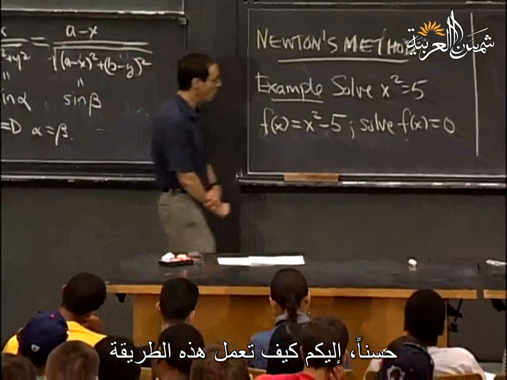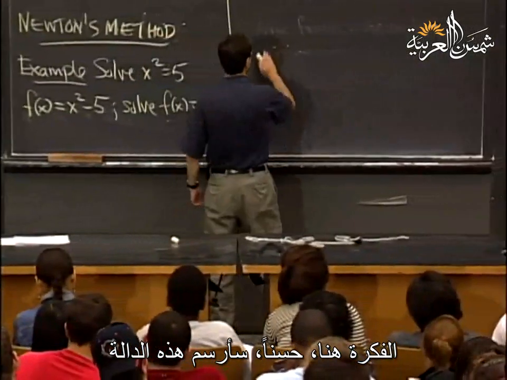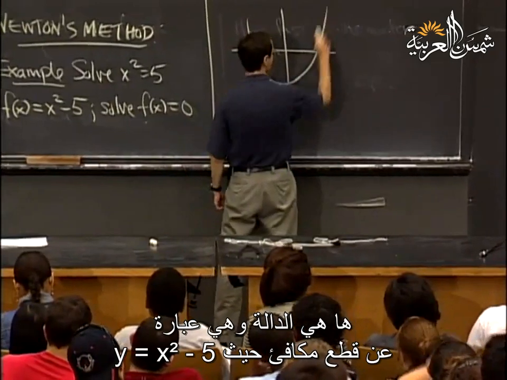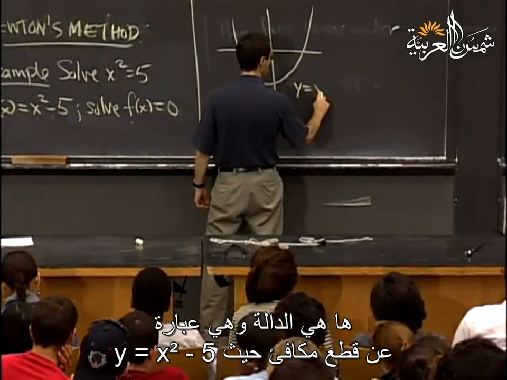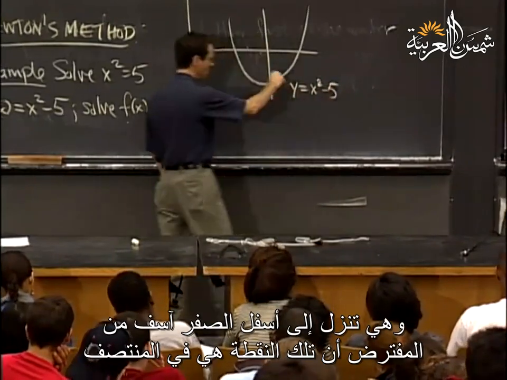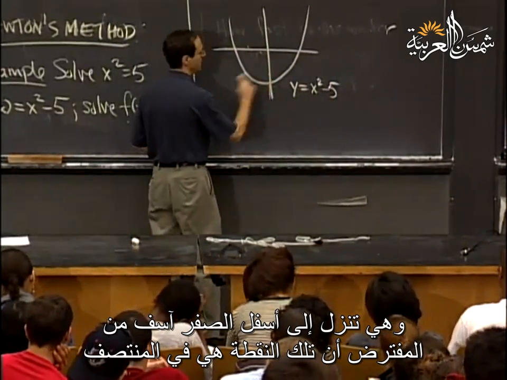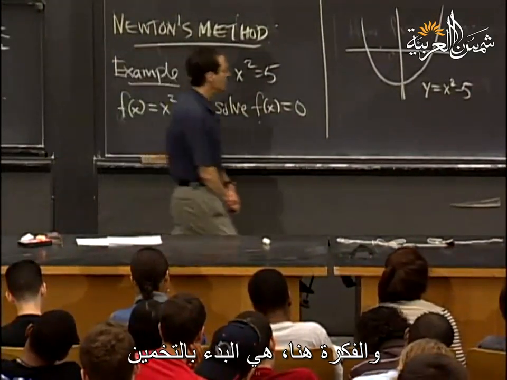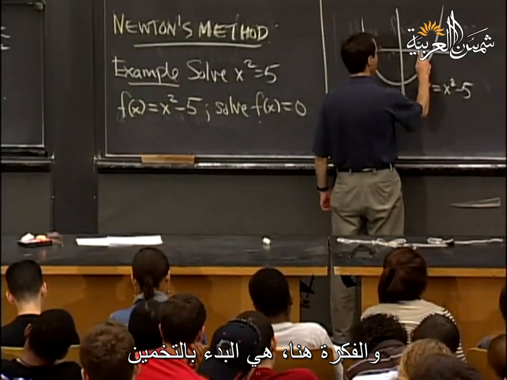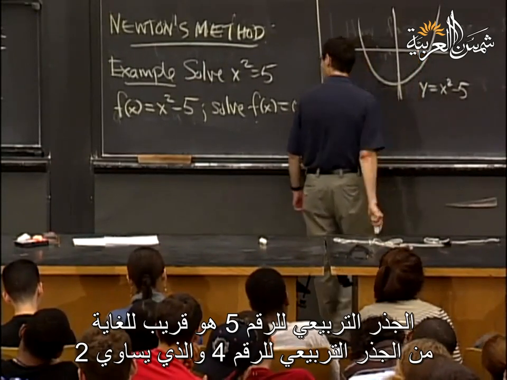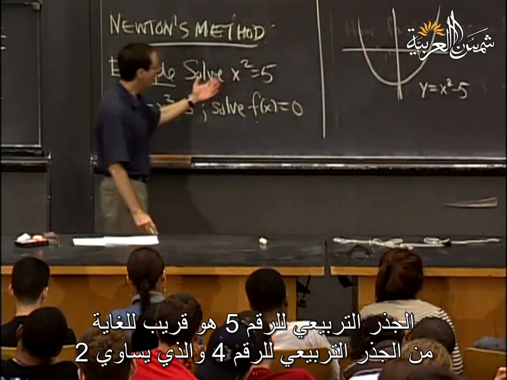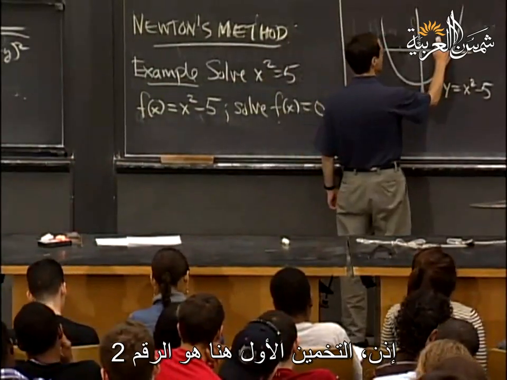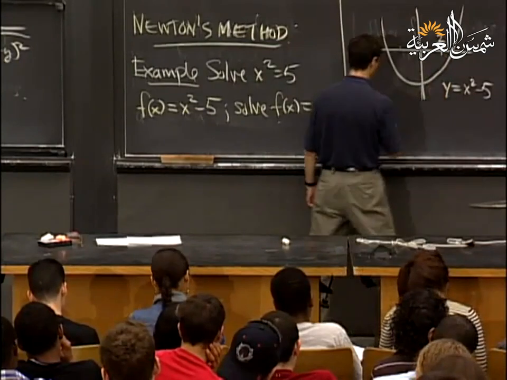So here's how it works. So the idea, I'll plot this function. Here's the function. It's a parabola. y is equal to x squared minus 5. It dips below 0. Sorry, it should be centered, but anyway. Okay? And now the idea here is to start with a guess. And square root of 5 is pretty close to the square root of 4, which is 2. So my first guess is going to be 2 here.